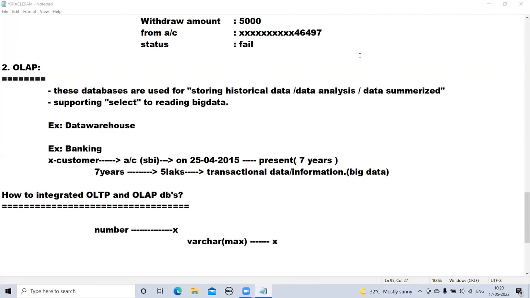So Aditya, integration is nothing but the way of communicating. That means, how can you say, connectivity. Your name is Aditya, right? Aditya. Integration is nothing but connectivity. So you need to connect OLTP to OLAP. Okay, and how we do the connectivity, that is the process.